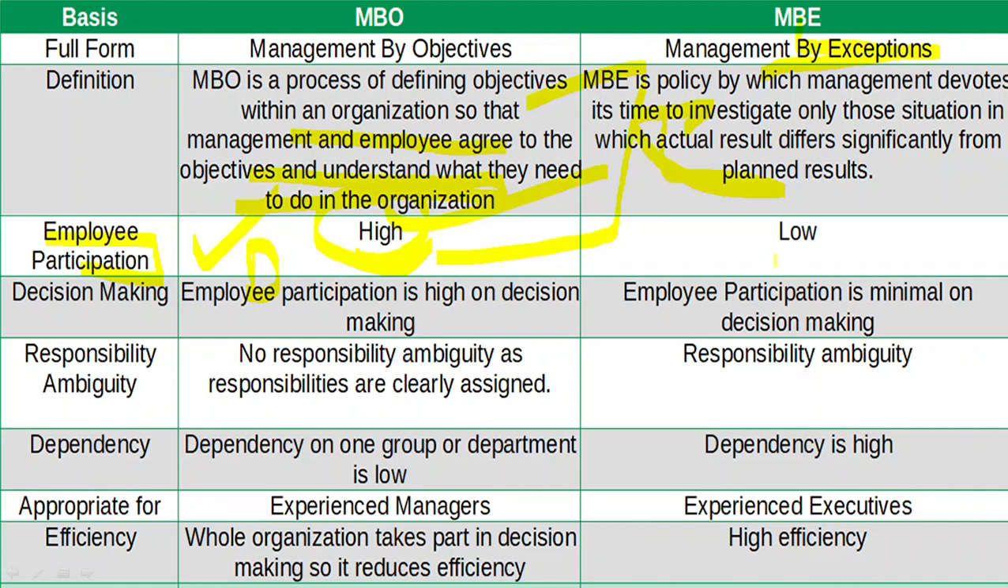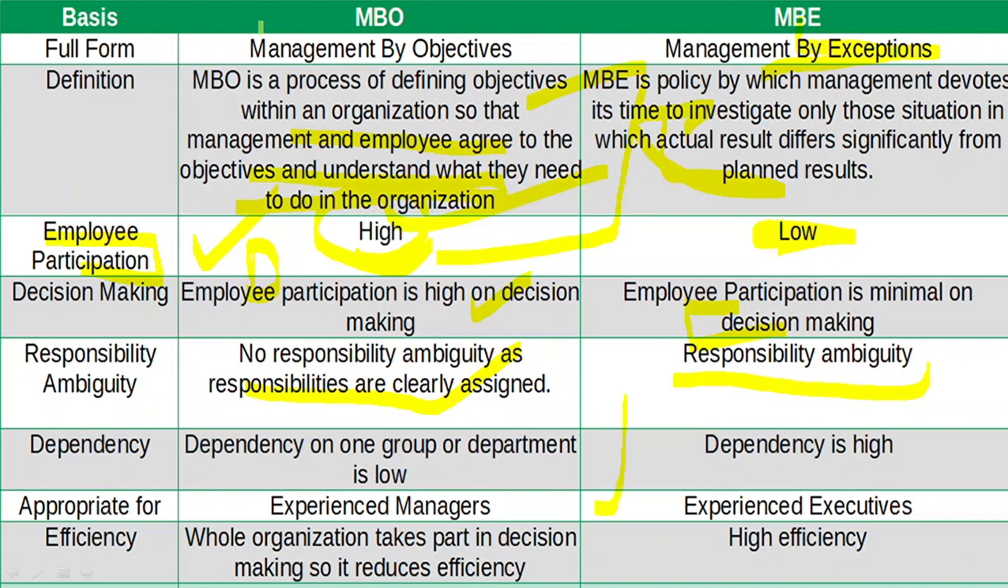However, in MBE employee participation is low. Employee participation in decision making is high in MBO, and there's minimal employee participation in decision making in MBE. There's no responsibility ambiguity, as responsibilities are clearly assigned in MBO, but in MBE there's responsibility ambiguity. Dependency on one group or department is low in MBO, and dependency on one group or department is very high in MBE.